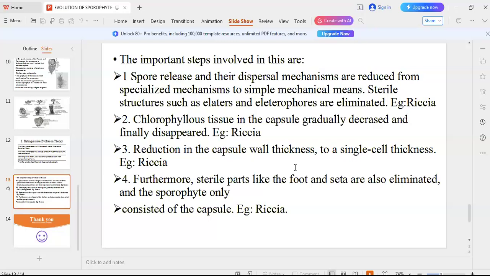Furthermore, the sterile parts like the foot and seta are also eliminated, and the sporophyte consisted of the capsule only. Example is Riccia.